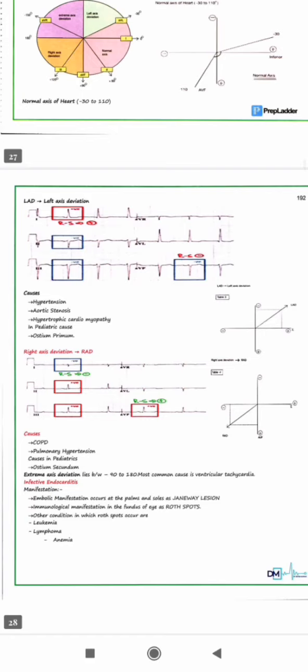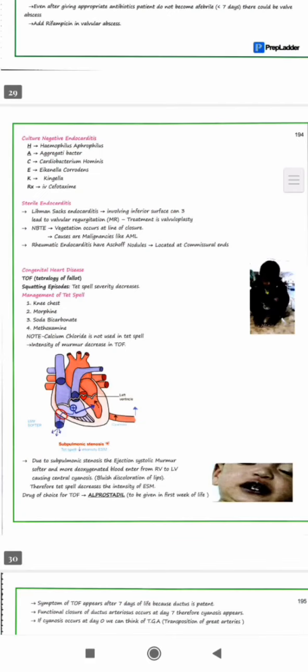Now extreme axis deviation, if it occurs, could be 90 to 180, which is mostly seen in ventricular tachycardia. Now infective endocarditis, we have the manifestations, that is embolic manifestations. Now, the organisms in infective endocarditis: acute bacterial endocarditis, the organism responsible is Streptococcus, or if hospital-acquired, S. aureus. Now, we have to remember the drug users, the following drugs and their management.